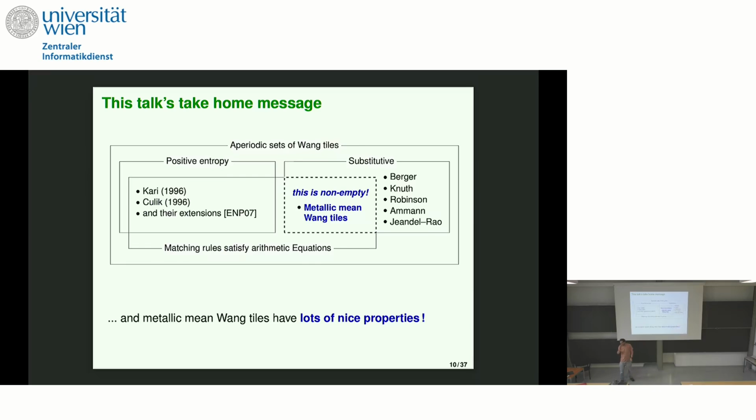And where do they live? They live there. They are substitutive, but there's a way to see them so that the matching rules satisfy the equation. It's a very nice family, and like the Fibonacci word, which is defined in many ways. It's balanced, it has complexity n+1, it's a mechanical word, it's a fixed point of a substitution, etc. You can do the same with the metallic mean. You can define them equivalently in many ways, and this is what we will do now.